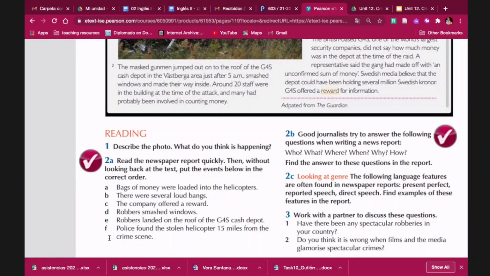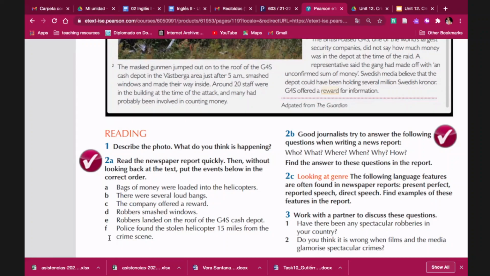The letter E? Letter E, would you please read it? Yes. Robbers land on the roof of the G4S cash depot. Cash depot, okay, entonces, robbers landed, please remember, ed ending, porque land termina en D, entonces landed, entonces robbers landed on the roof of the G4S cash depot. Okay, good. That was the first event. Thank you.